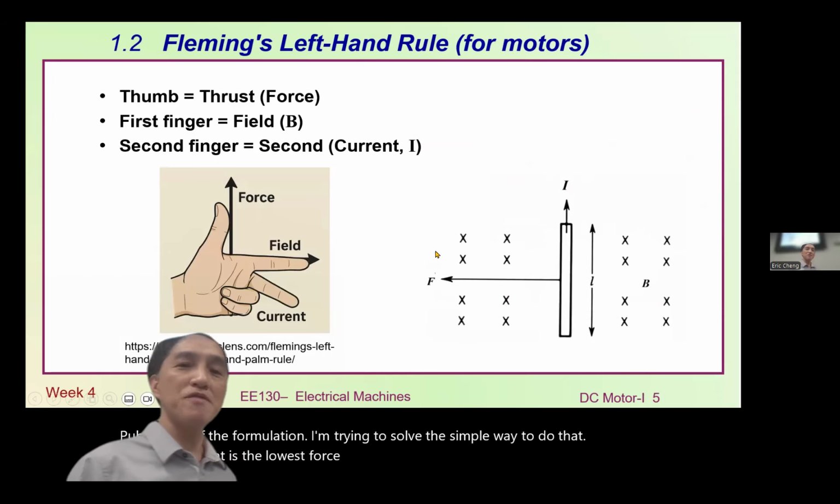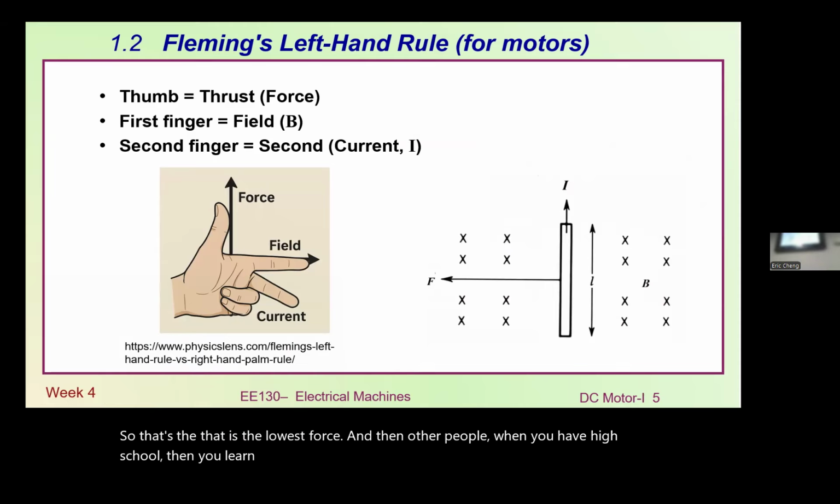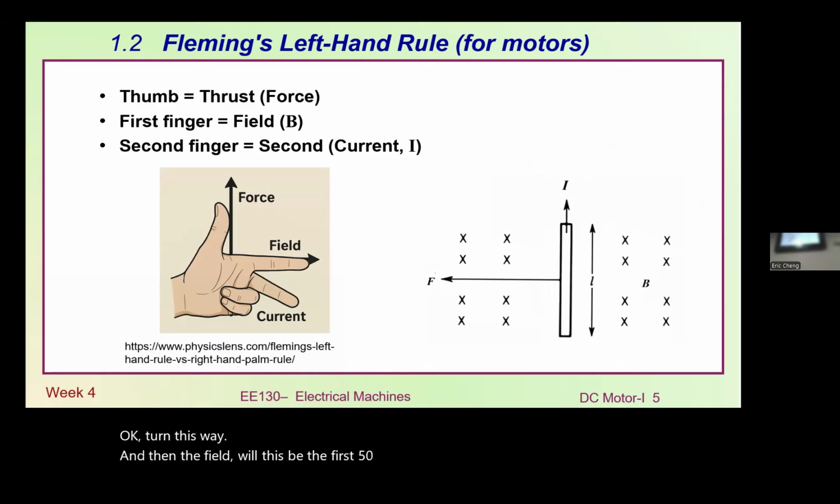And then, in high school, you learn the Fleming left-hand rule. That's how we determine the direction of the force. You learned that a few years ago, right? So when the current flows this way and the field goes this way, that's the force. Now here, the current goes this way and the field goes this way, so the force is this way, right? We all learned that in high school.